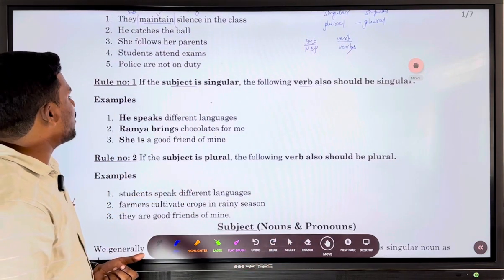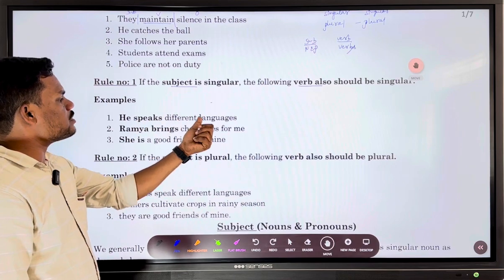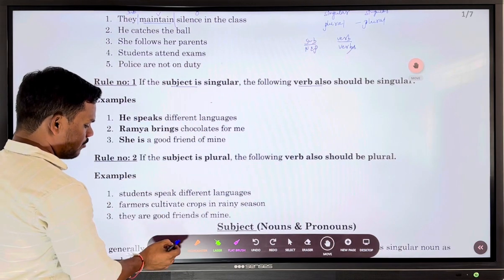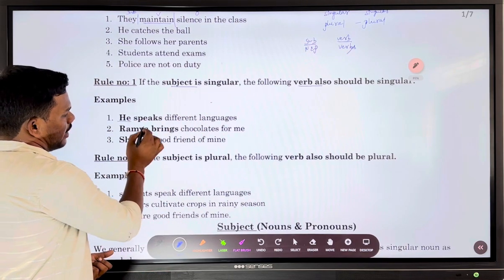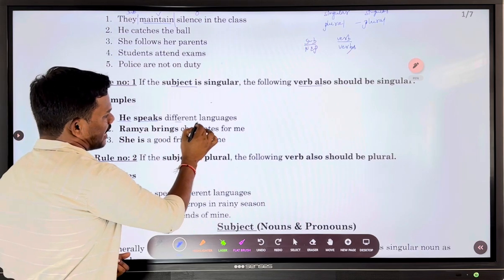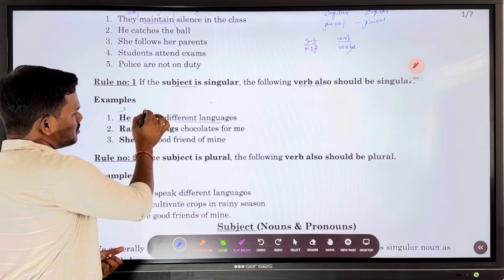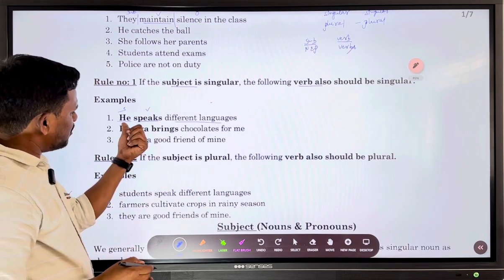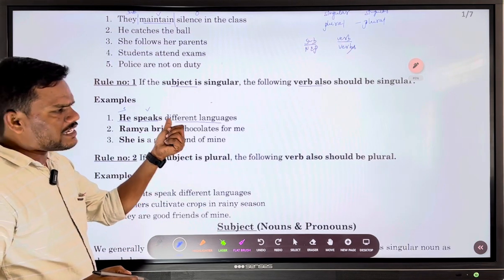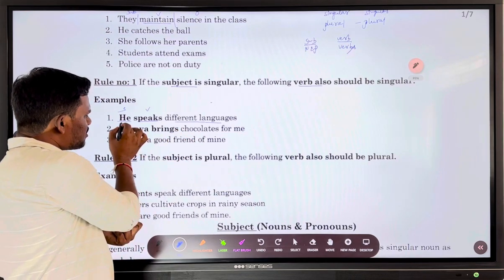He speaks different languages. The first example says he speaks different languages. See, this is he and speaks is the verb. Different languages is the object, right? He is a subject and speaks is a verb. But many people say he speak, but that is wrong. Why? Subject is singular, right?